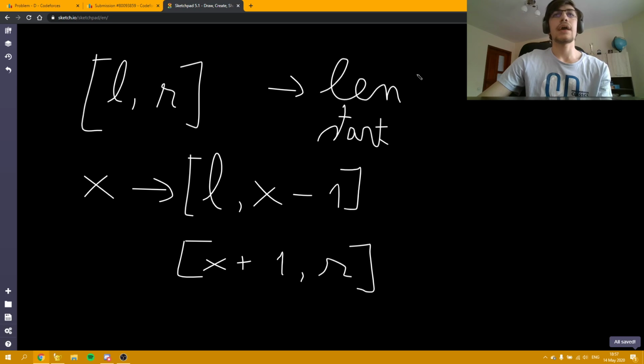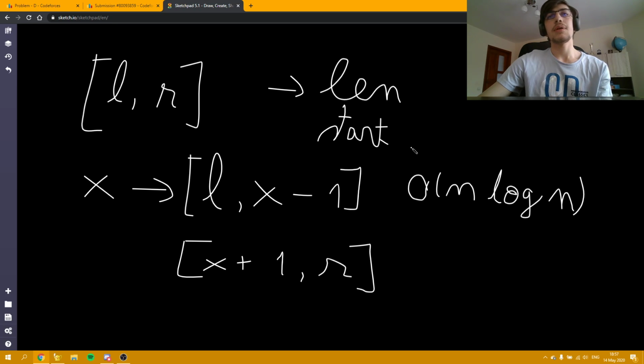By adding pairs of length and start, we are always going to take the one with the maximum length and the leftmost start point. Assuming we implement this correctly, the complexity will be n log n, which is fast enough to get us accepted. Now I'm going to move to the implementation.